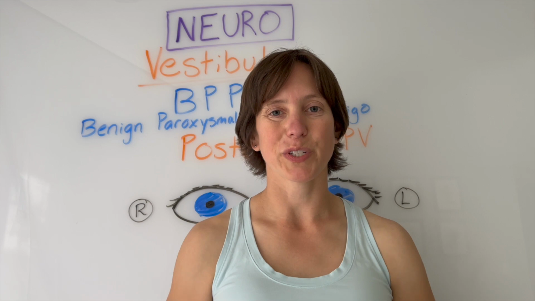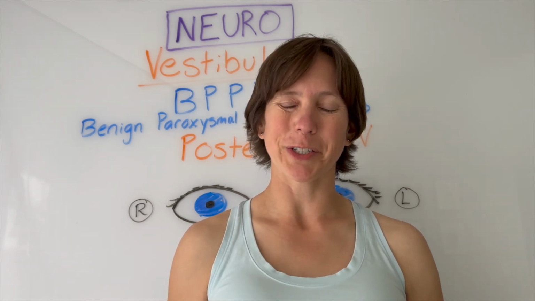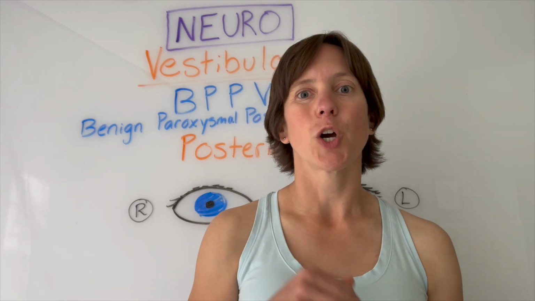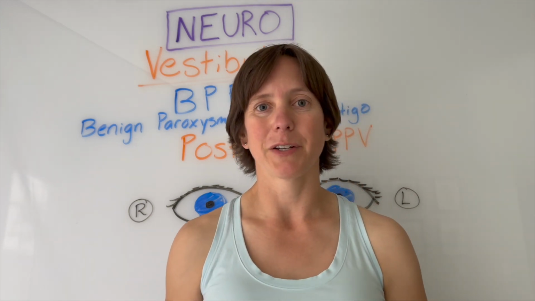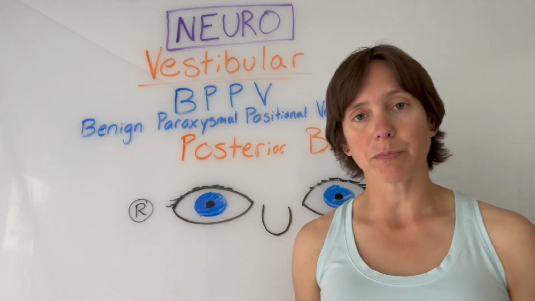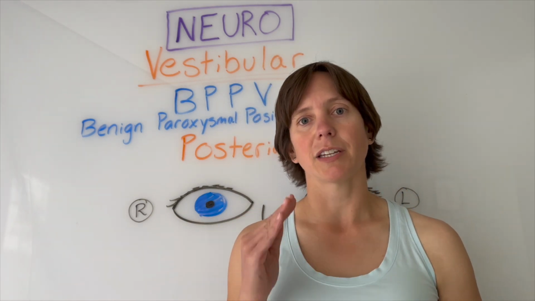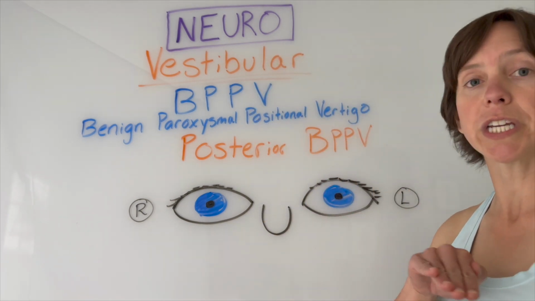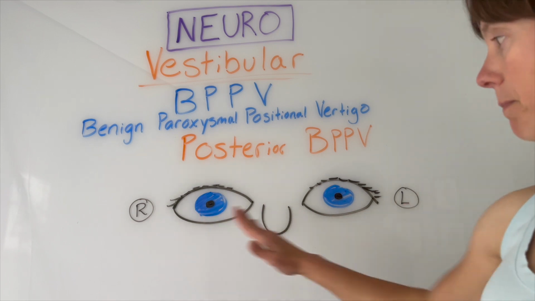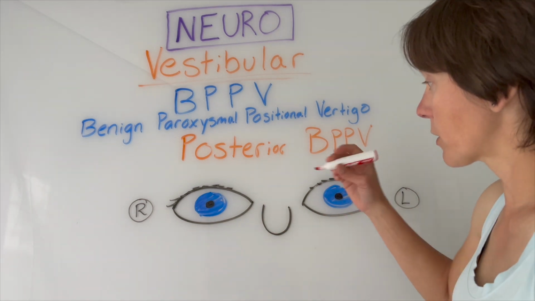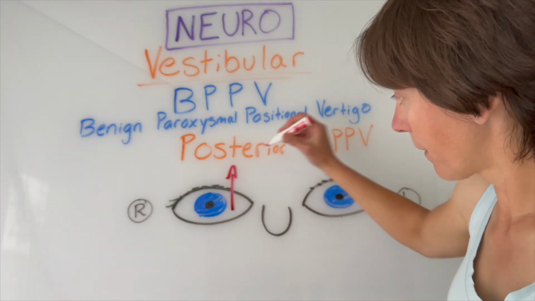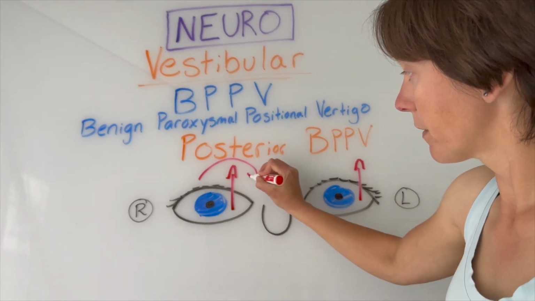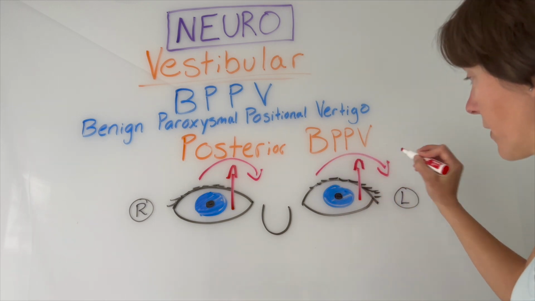So since posterior semicircular canal BPPV is the most common type of BPPV, we will focus on the signs and symptoms of that more. As far as nystagmus goes, you're always going to see an upbeat and torsional nystagmus. So what that means is if you're looking at your patient, this is your patient's right and their patient's left, it's going to go in an upbeat, meaning towards the ceiling, and torsional. So it's going to turn like that.